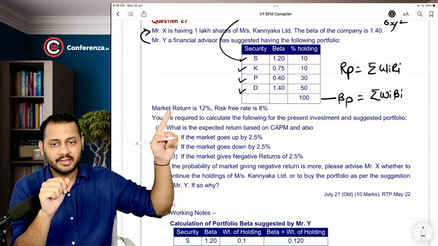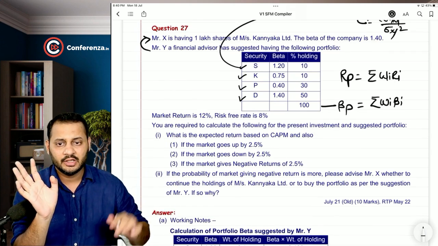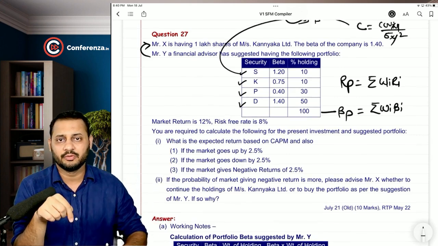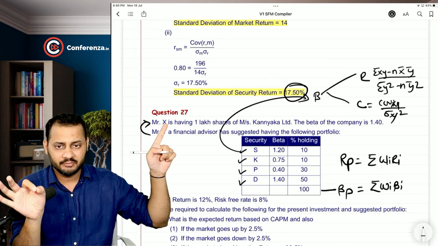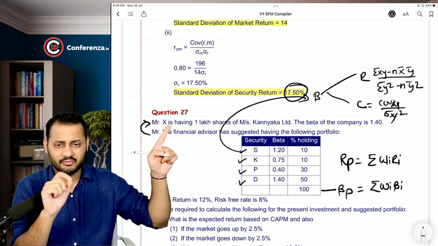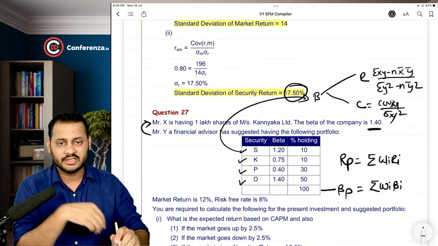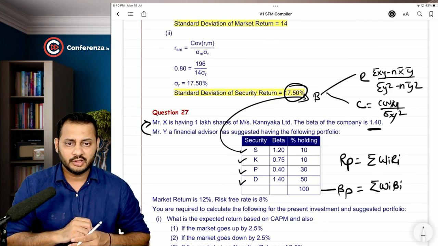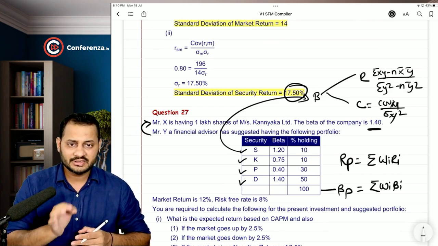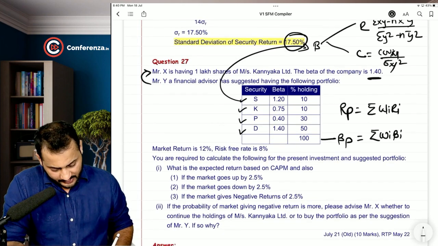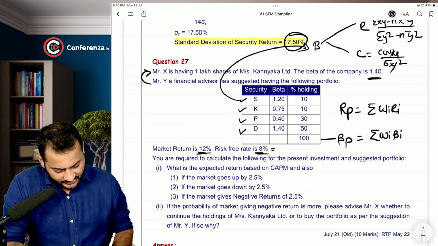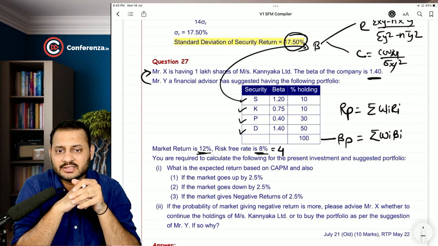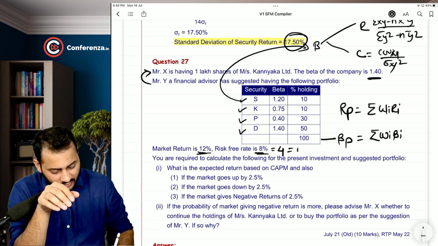Okay. Market return and risk-free rate of return are given to you. You are required to calculate the following for the present investment and suggested portfolio. See, this is the present investment, Mr. X, which has 1 lakh rupees of the share, and the beta of that company is 1.4. So let's first calculate the return of Messrs. Kanyaka Limited. Market return is 12, risk-free rate of return is 8%. What is the difference between 12 and 8? The difference is 4%.